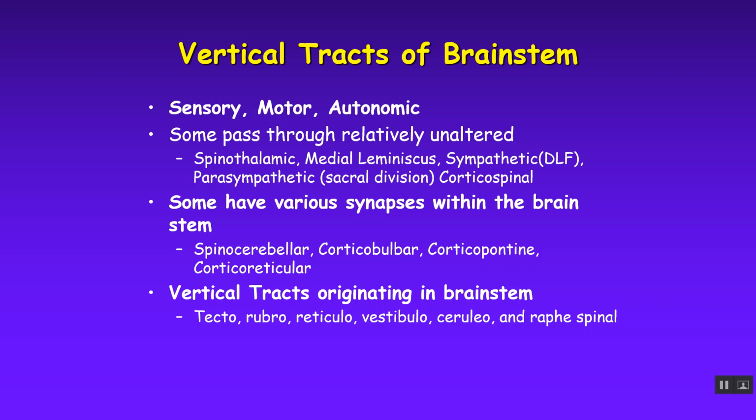Things like the spinocerebellar pathways are going into the brainstem and then stopping. They're actually going to the cerebellum, which some people consider essentially a functional part of the brainstem. So those spinocerebellar pathways stop at essentially the brainstem level. Corticobulbar fibers: if you're going from the cortex down to cranial nerve nuclei to tell them what to do, those are stopping in the brainstem at the cranial nerve nuclei.